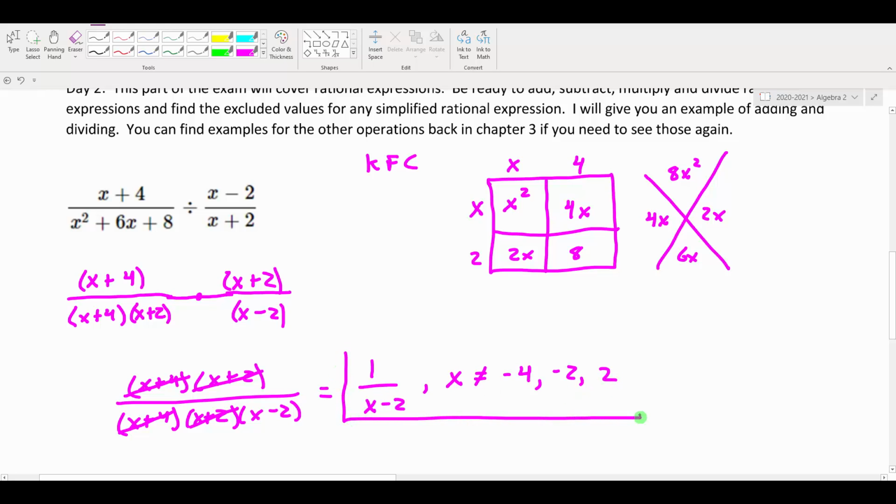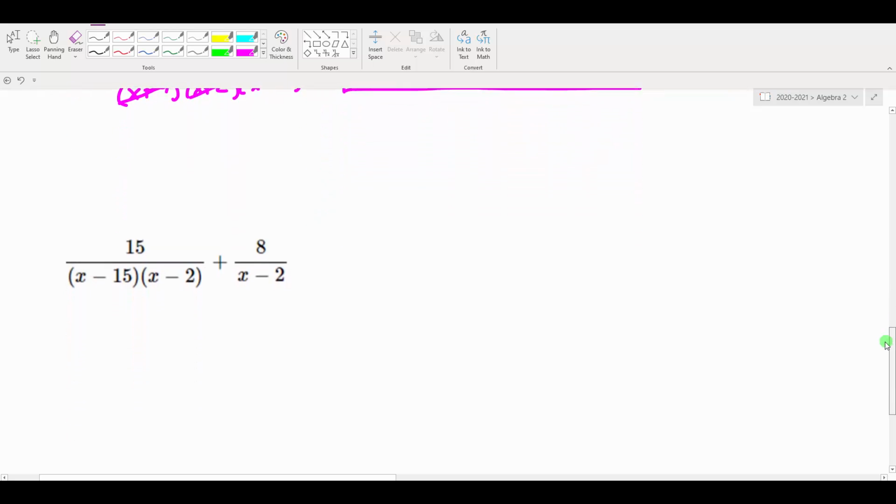So this becomes my final answer. The simplified version of this fraction after division is 1 over x minus 2, as long as we exclude -4, -2, and +2. Okay. So that is division. Let's take a look at some addition.